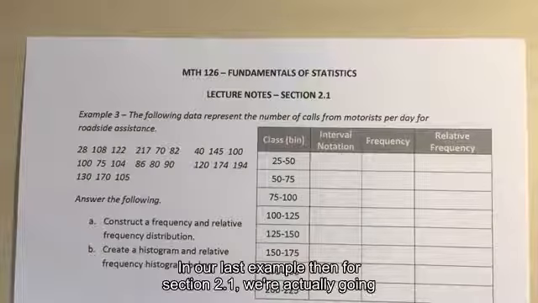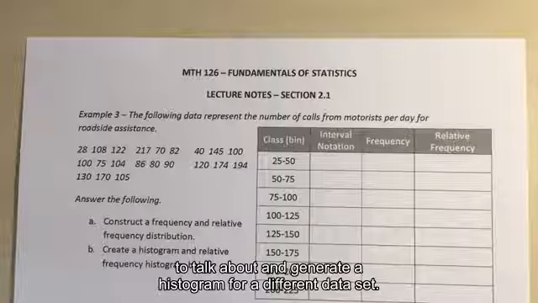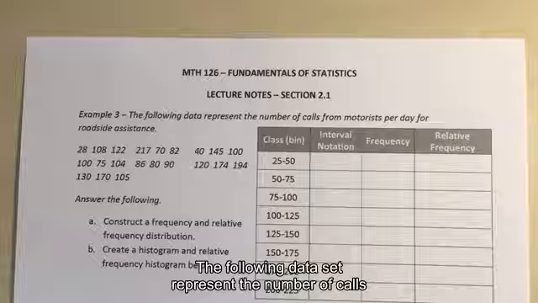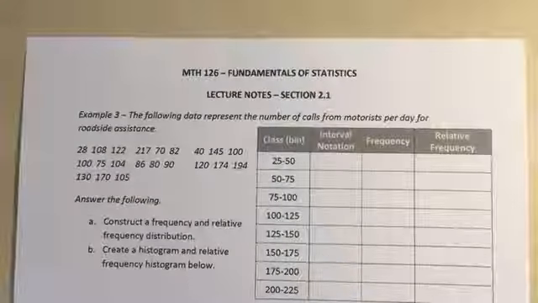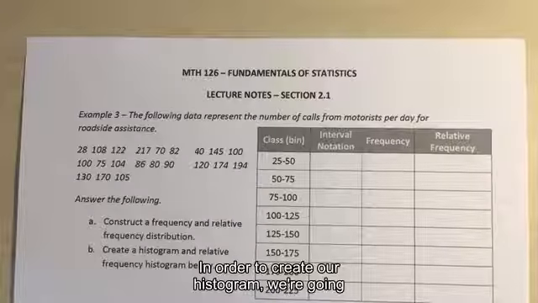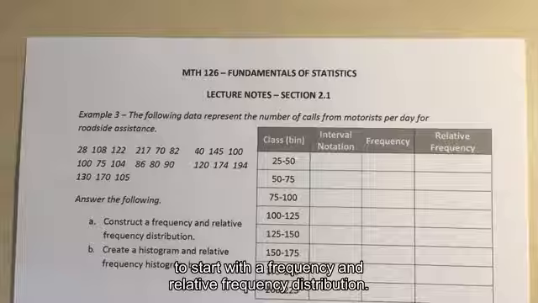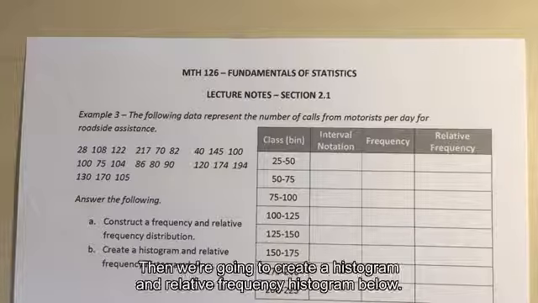Right, in our last example for section 2.1, we're going to generate a histogram for a different data set. The following data set represents the number of calls from motorists per day for roadside assistance. In order to create our histogram, we're going to start with a frequency and relative frequency distribution. Then we're going to create a histogram and relative frequency histogram below.